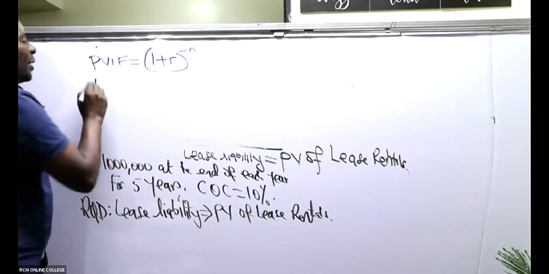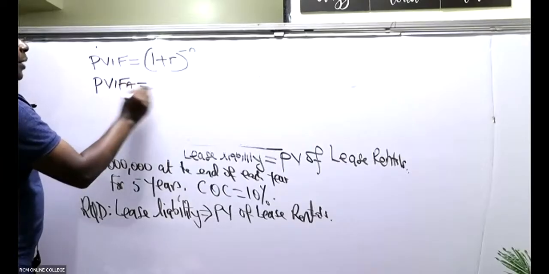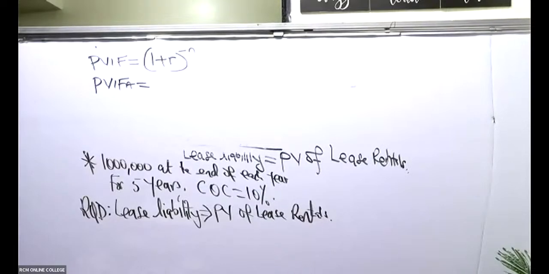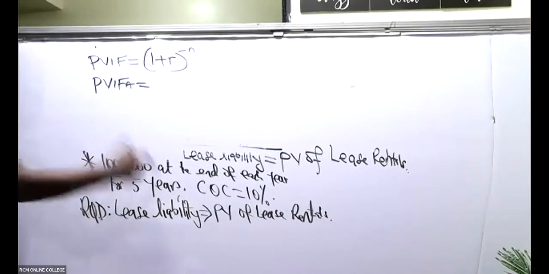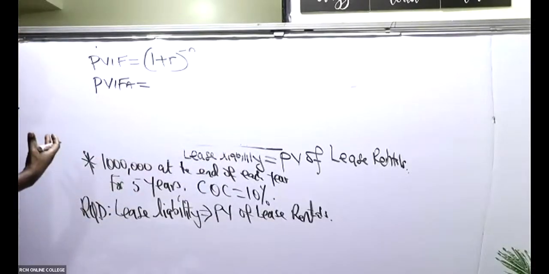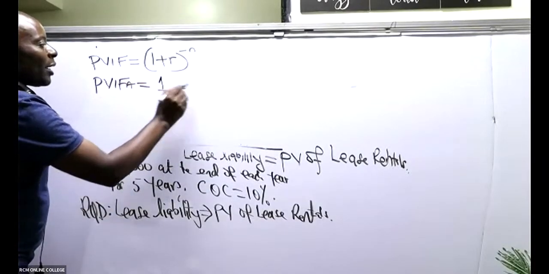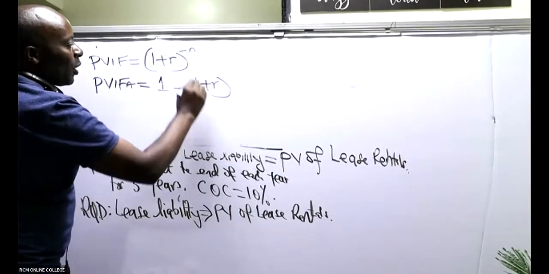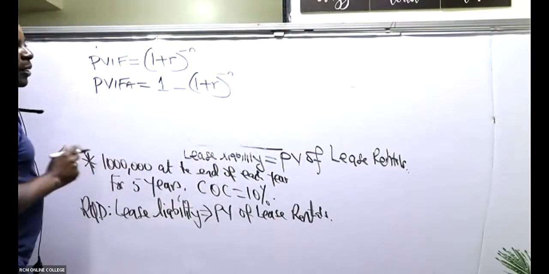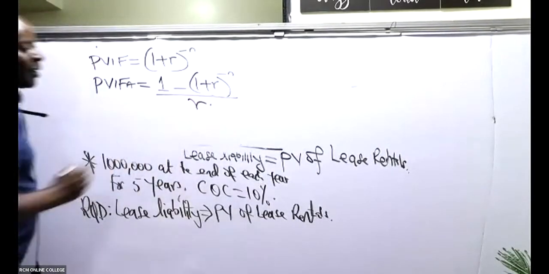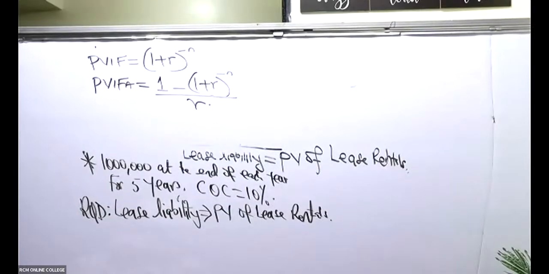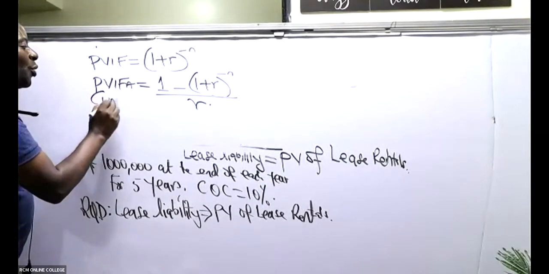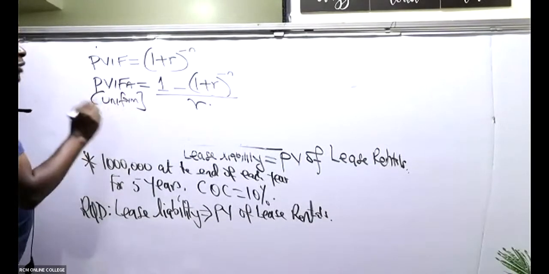How about present value interest factor of an annuity? Like now, this is $1 million every year. So it's an annuity. If it's an annuity, we shall take 1 minus this simple formula. Our simple formula is 1 plus R raised to negative n, and then everything to be divided by R. So this is the present value interest factor of an annuity for those uniform cash flows that are regular.